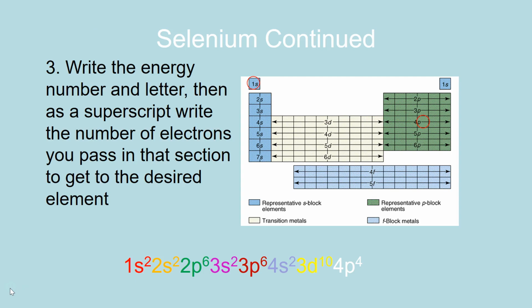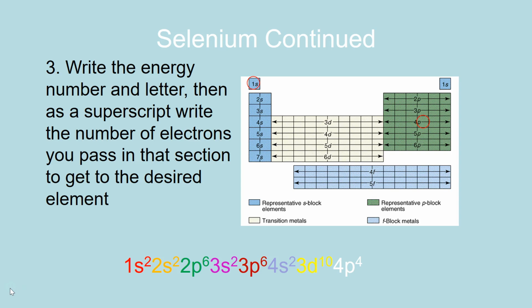Then we are going to write the energy level, number, and letter of each one that we go across. Then we're going to write the superscript of the number of electrons we pass in that section, literally the number of boxes. You are just counting the boxes on the periodic table to get the desired element.